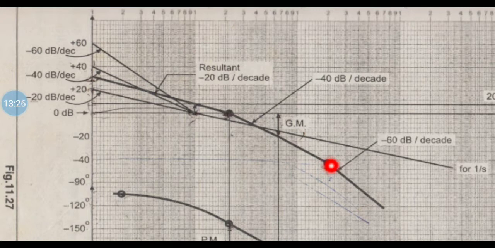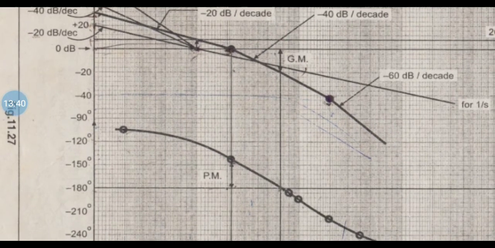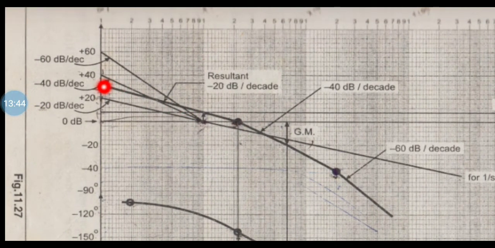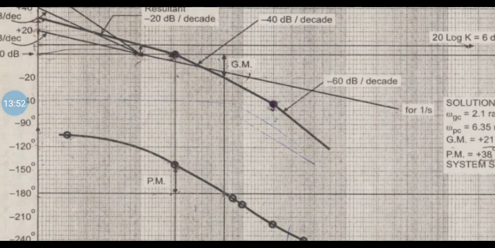From here the slope is minus 60 dB per decade. So take this 60 dB per decade line with a scale, extend it straight. Then draw a parallel to this from omega c2 equal to 20 till infinity. Then this line represents the resultant.